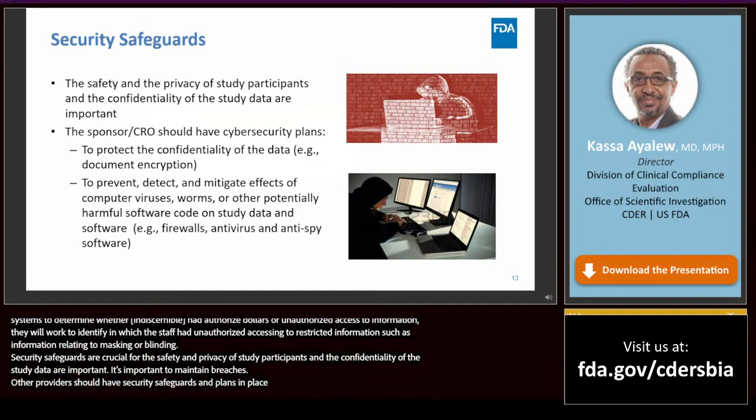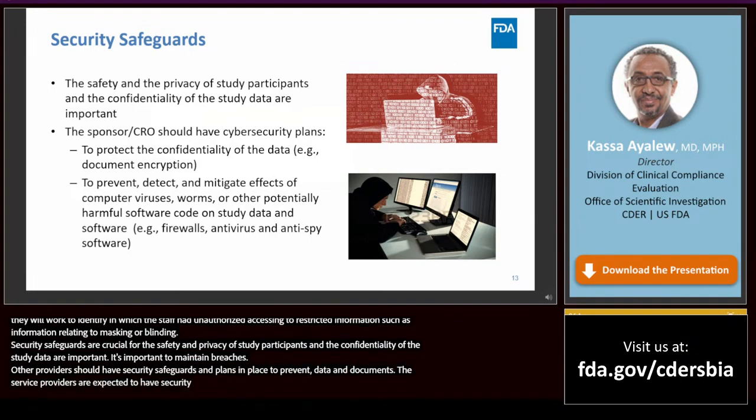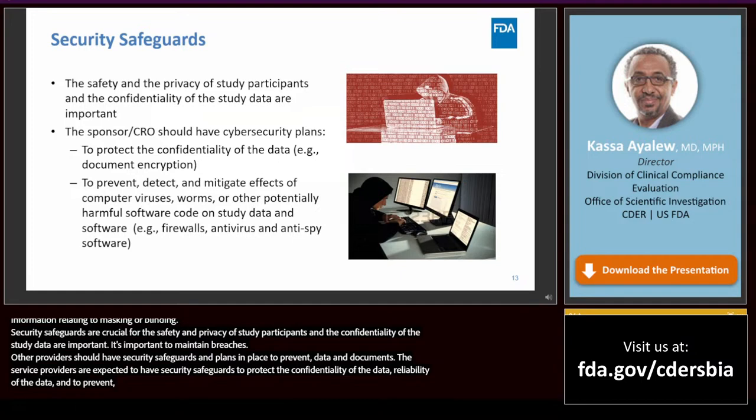Regulated entities such as sponsors and service providers are expected to have security safeguards to protect the confidentiality of the data, the reliability and the integrity of the data, and to prevent, detect, and mitigate effects of computer viruses, worms, or other potentially harmful software code on the clinical trial data.